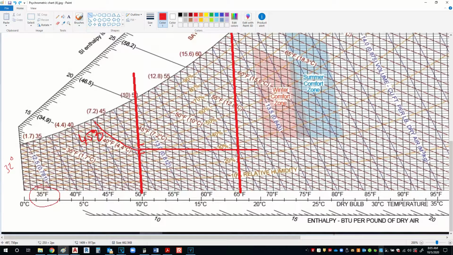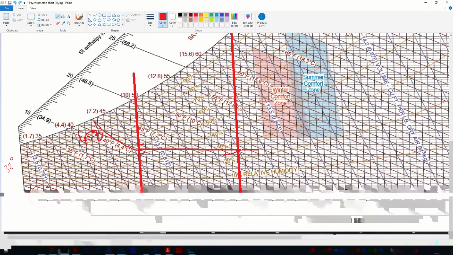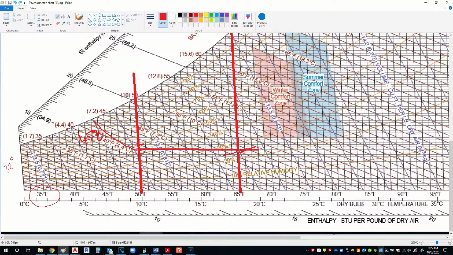So now we're looking at roughly, right there would be, somewhere in this neighborhood would be 25%. So this is a little above it, so it could be about 26 to 27% relative humidity.